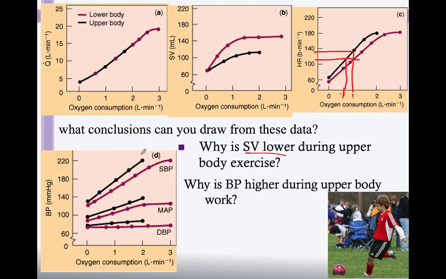Well, you can also see that the upper body exercise results in a higher blood pressure. And so the question might be, why is that? We're not positive, but it seems to be that the sympathetic nervous system is more highly activated for the upper body exercise. And that's what results in the greater increase in blood pressure here. And so at a given VO2, you have a higher blood pressure for the upper body exercise than you do for the lower body exercise.